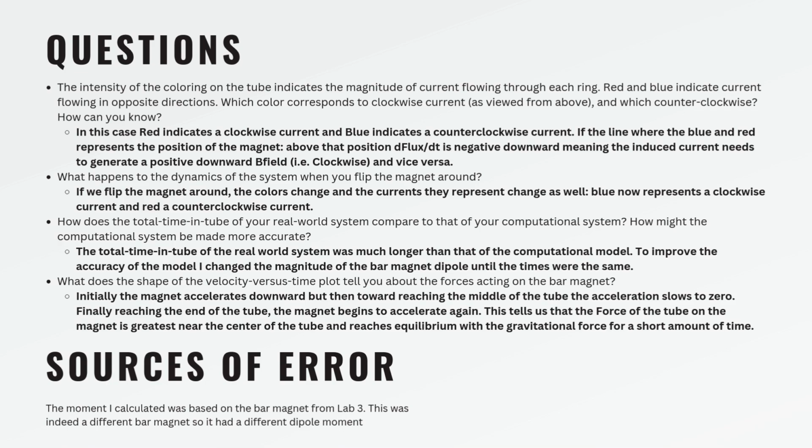As noted before, the total time in the tube of the real-world system was much longer than that of the computational model. To improve this accuracy, I changed the magnitude of the bar magnet dipole until the times were the same. Initially, the magnet accelerates downwards, but upon reaching the middle of the tube, the acceleration slows to 0. Finally, reaching the other end of the tube, the magnet begins to accelerate again. This tells us that the force of the tube on the magnet is greatest near the center of the tube and reaches equilibrium with the gravitational force for a short amount of time.